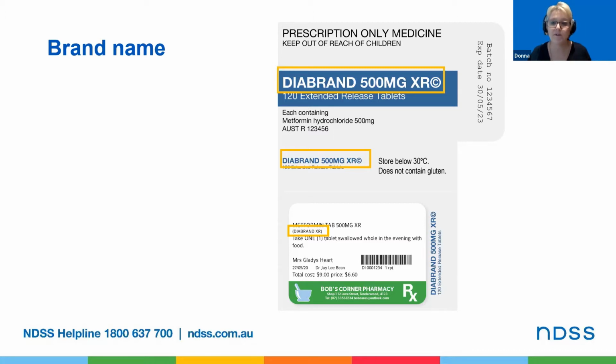You may, however, see this product as different strengths of this medication. Generally, the brand name will be found on the second line of the pharmacy label under the drug's name, as well as on various locations on the manufacturer's box.